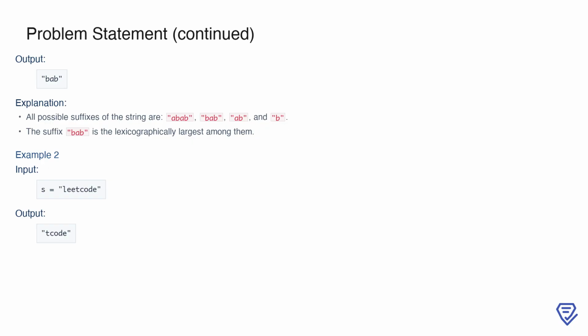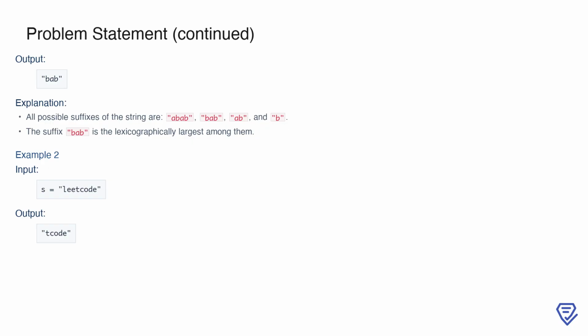In the first example, the input string is S equals ABAB. To find the solution, we consider all possible suffixes of the string: ABAB, BAB, AB, and B. Among these, the suffix BAB is lexicographically the largest, as it starts with a B, which is larger than A, and no other suffix starting with B is larger than it. Hence, the output for this input is BAB.